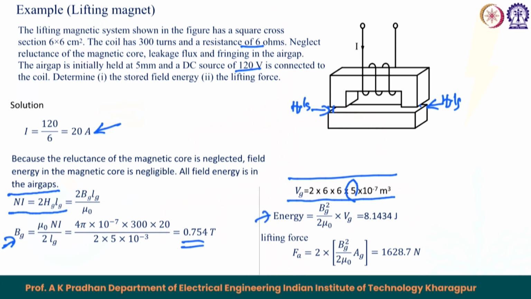Energy in the air gap, 2 air gaps, becomes equal to Bg square upon 2 mu naught into Vg. So, that becomes equal to 8.1434 joule, and the lifting force Fa equals twice, 2 sides, twice each of the force Bg square upon 2 mu naught Ag, that becomes equal to 162.78 Newton. So, this is a lifting magnet example case.